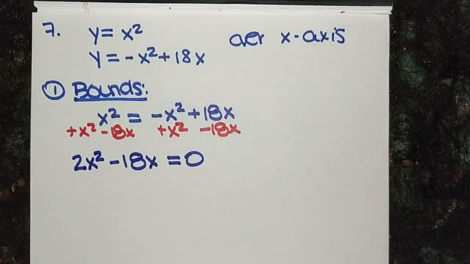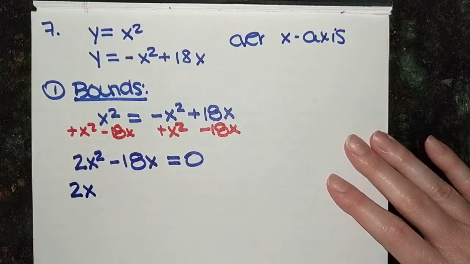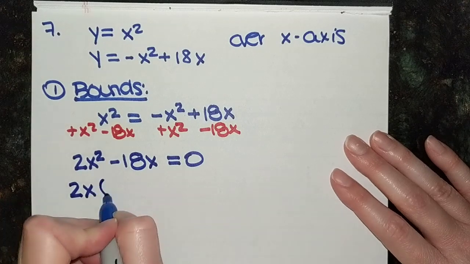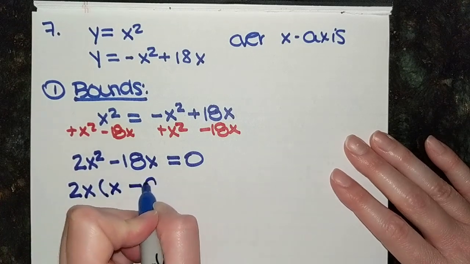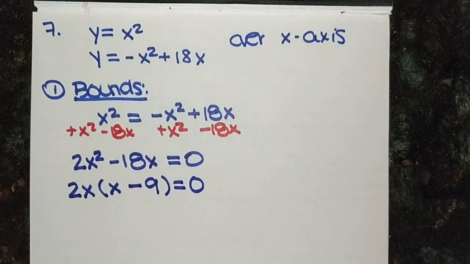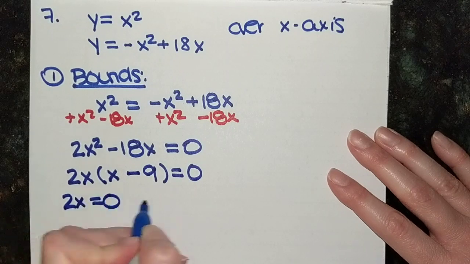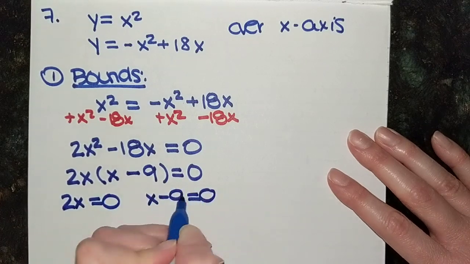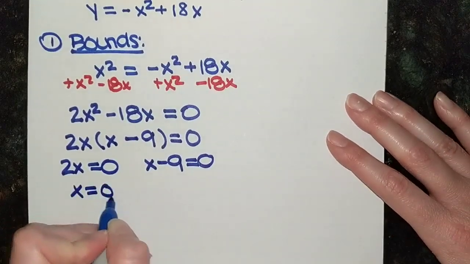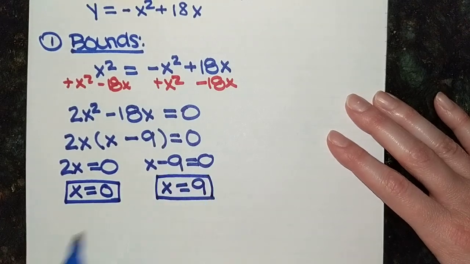All right, so once we have that, we have moved everything over. Now we try to factor. To factor, you can take out a GCF of 2x, and that will leave you with x minus 9 as your leftover quantity. And then you can set the factors equal to 0. So you'll have 2x is equal to 0, x minus 9 is equal to 0. So that gives you x is equal to 0 and x is equal to 9.